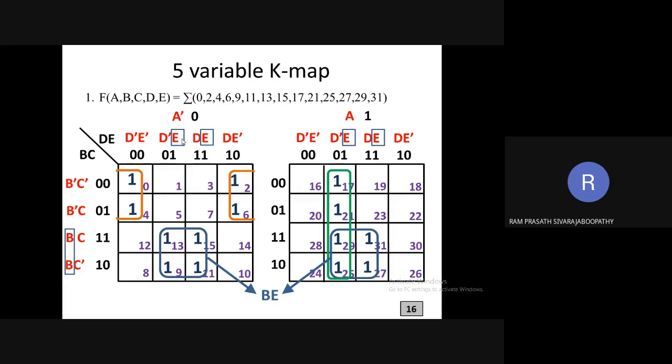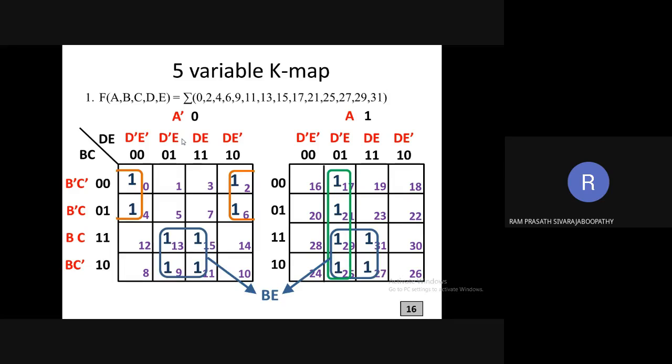What about the second grouping? Orange, green color. You go with the green color grouping. What term can we write for the green color grouping? It is present only on the second K-map table. Correct? D bar E is correct, but you are missing one variable. Yes, B D bar E. Just verify it.